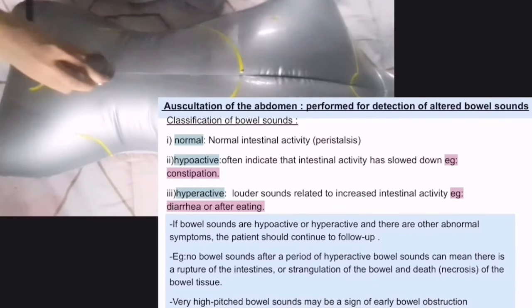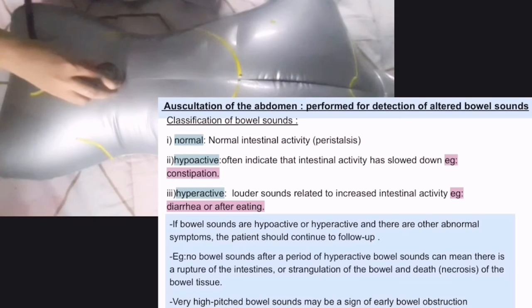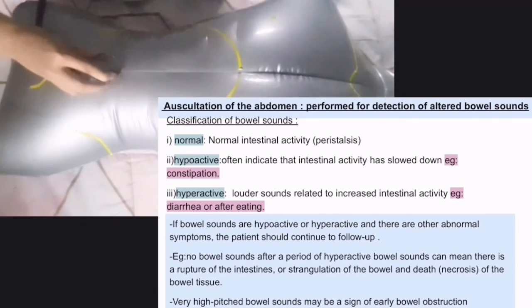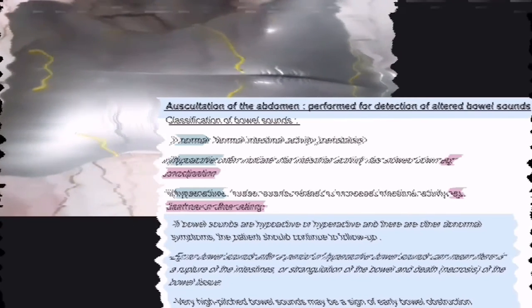Auscultation of the abdomen is performed for detection of altered bowel sounds. The bowel sounds are classified into normal, hypoactive, and hyperactive. If bowel sounds are hypoactive or hyperactive and there are other abnormal symptoms, the patient should continue to follow up. For instance, no bowel sounds after a period of hyperactive bowel sounds can mean there is a rupture of the intestines or strangulation of the bowel and necrosis of the bowel tissue. And also, very high-pitched bowel sounds may be a sign of early bowel obstruction.